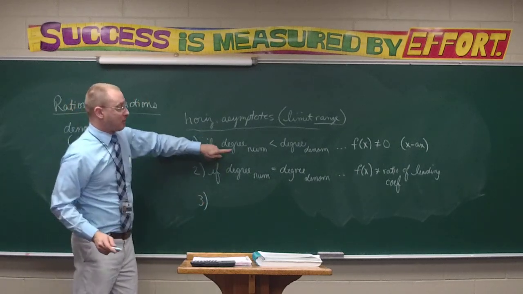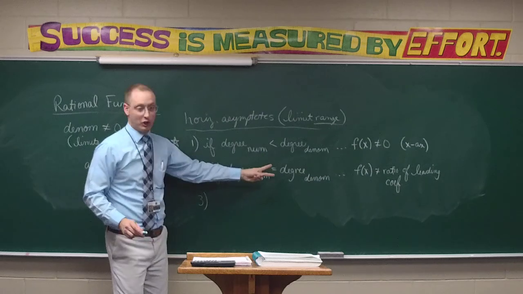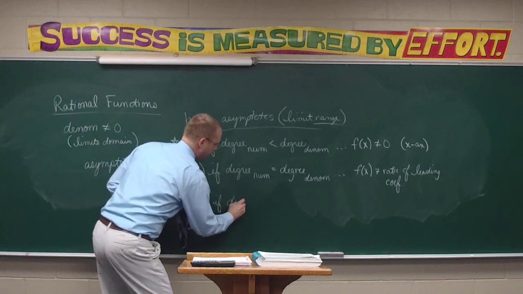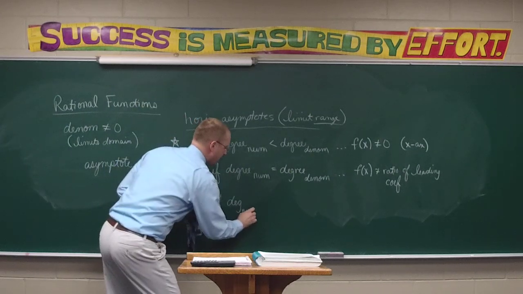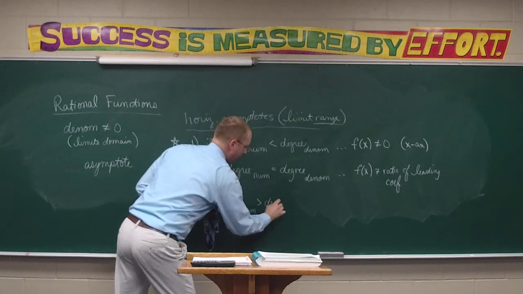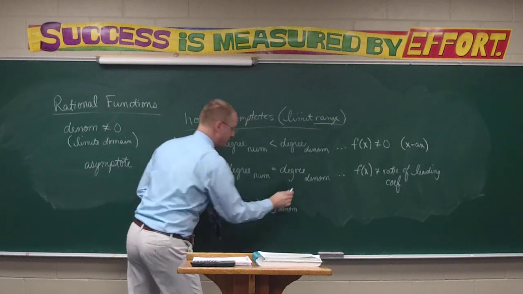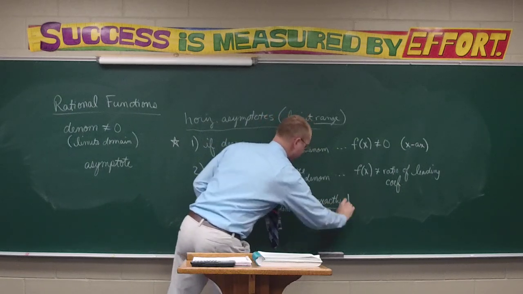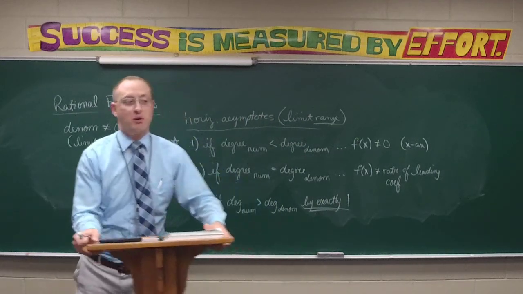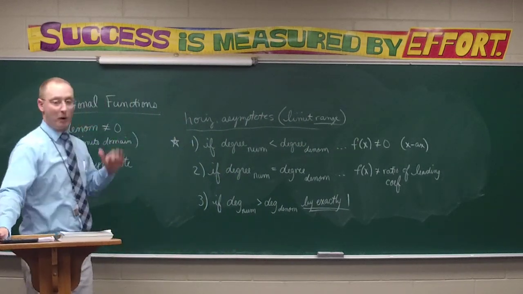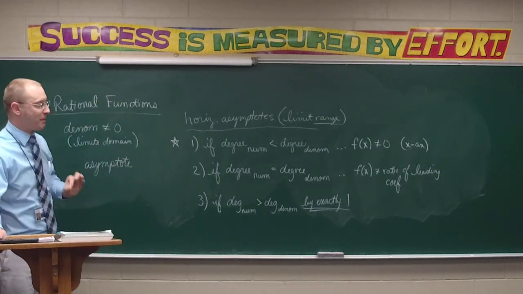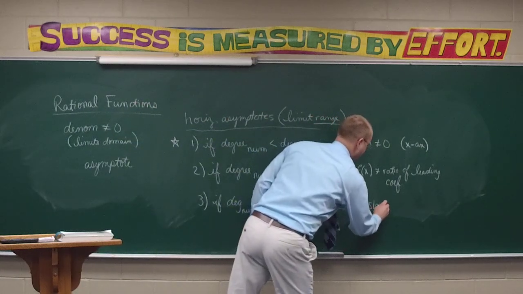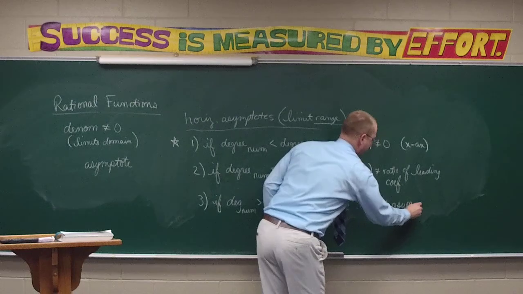Well, the numerator's degree could be smaller, it could be equal, or it could be greater. I'm going to abbreviate DEG for degree. If the degree of the numerator is greater than the degree of the denominator by exactly 1, meaning if you've got a 4th power on the bottom, you've got a 5th power on the top, or if you have a square on the bottom, it's cubed on the top, so exactly 1 power bigger in the top than in the bottom, we're going to get a weird slant asymptote. We're going to look at that in just a moment.